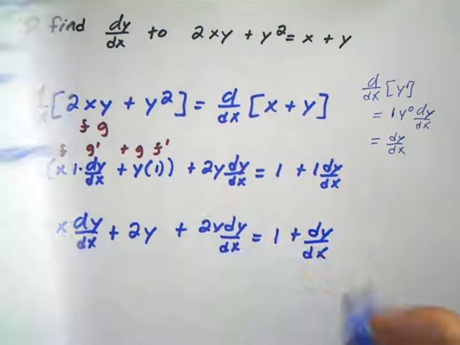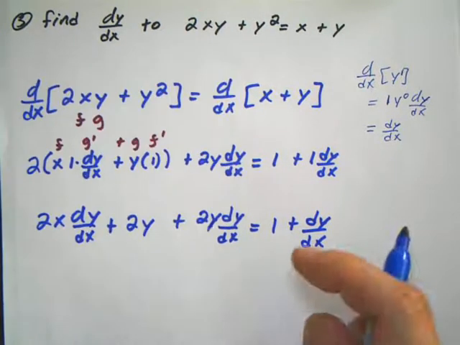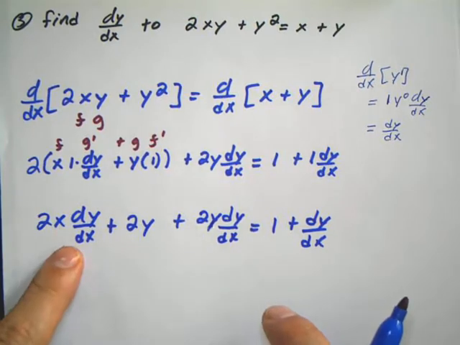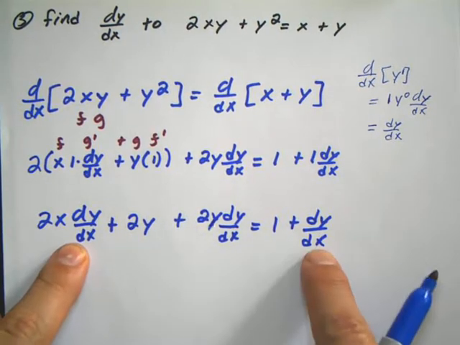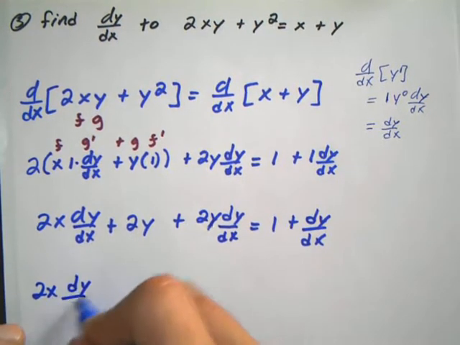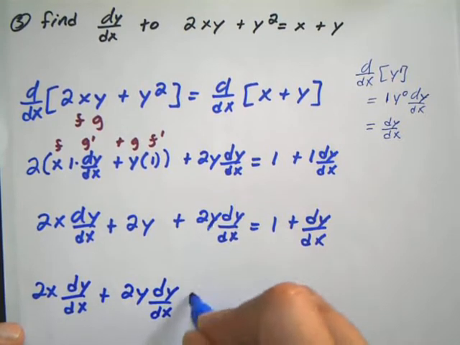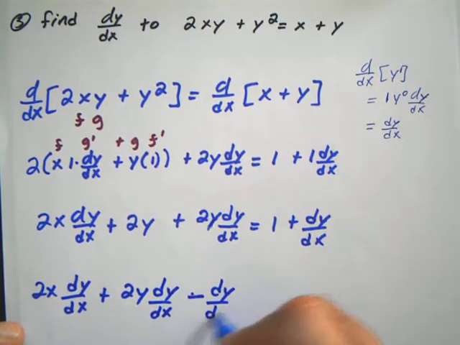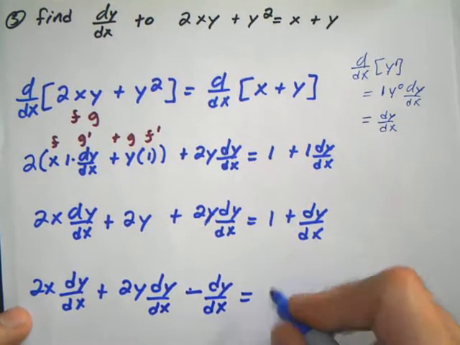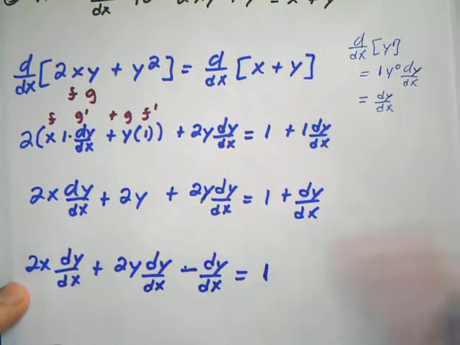So step number 2 said to collect all the dy dx terms on one side. So I'm going to have to move some stuff around. I have 3 terms that have dy dx. So I'm going to move this one over. So it's going to be 2x dy dx plus 2y dy dx minus dy dx. Because if it's positive on this side, when I move it over, it's going to be a negative. I had the 1. This term gets subtracted over on this side.